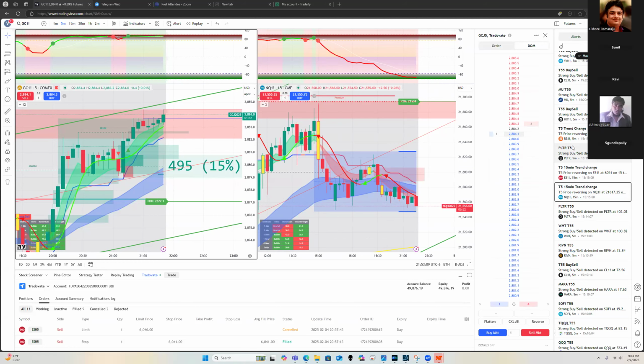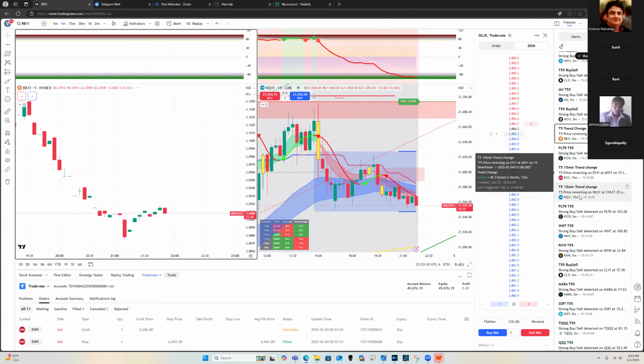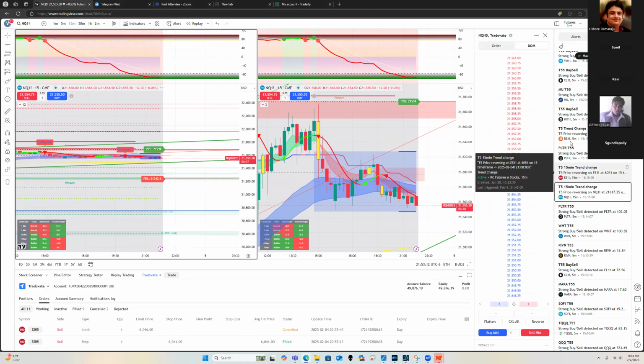I have 5 minutes also, and 15 minutes also. So in this case, this applies for 5 minutes also, right? If the alert, that red dot, comes on the candle itself, so I get an alert a little later, right?